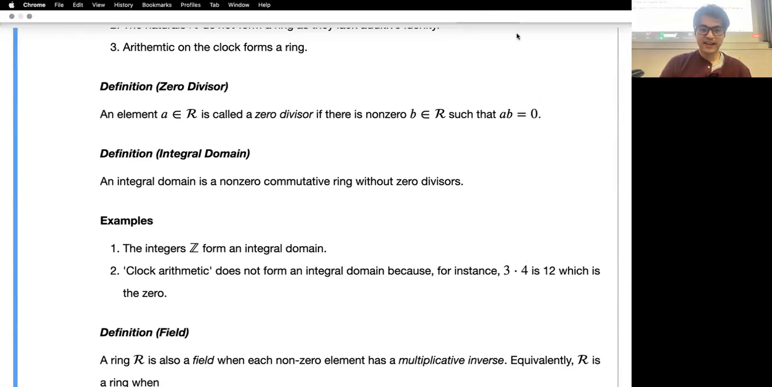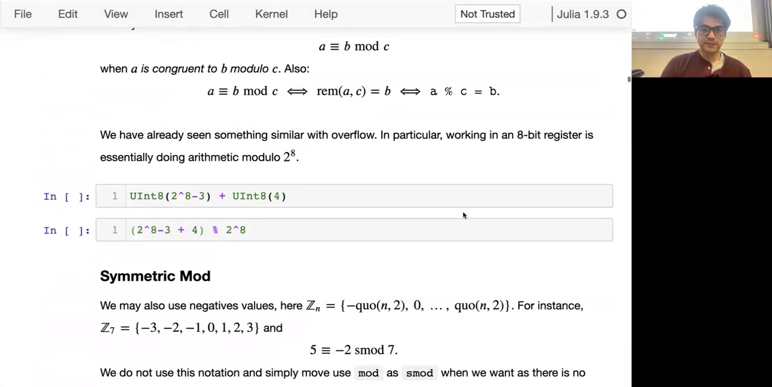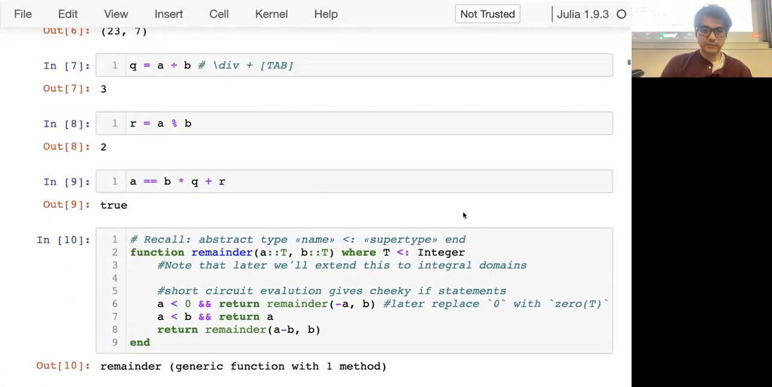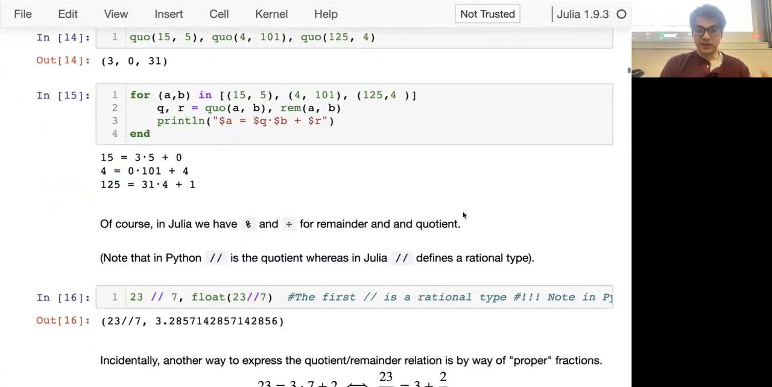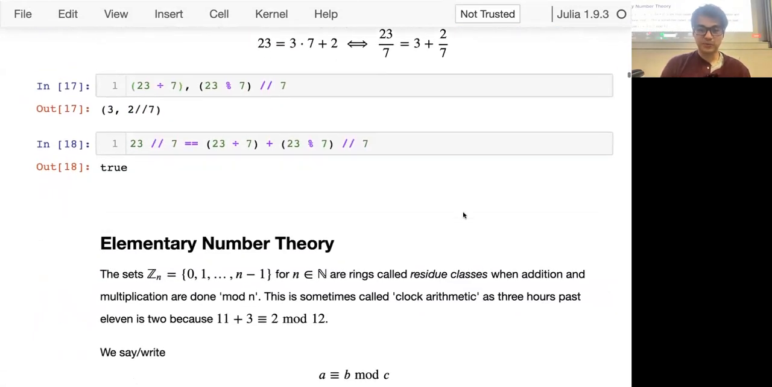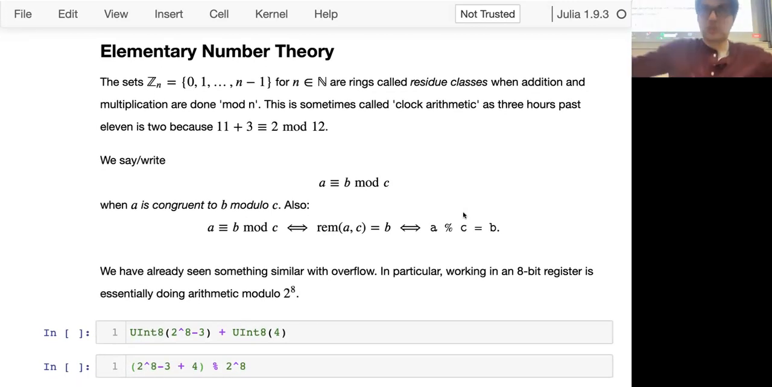So I think where we finished last time was at these addition tables. I defined the remainder algorithm for you and the quotient algorithm. We talked about the properties it had. We talked about counting on a clock, right? Modular arithmetic. So on a clock, if we go from 1 to 12, 3 times 4 is 12, which is 0. So clock arithmetic on a clock with 12 hours is not an integral domain.